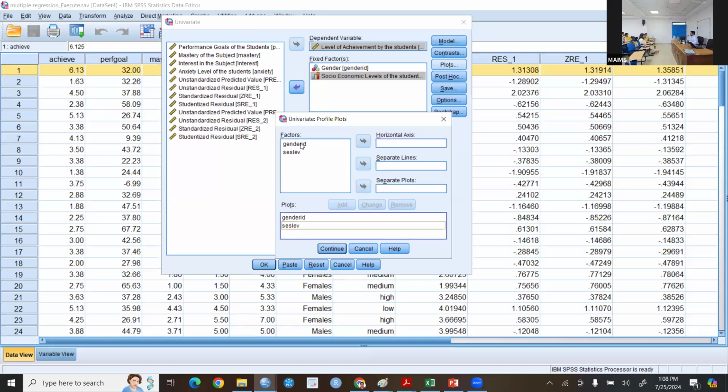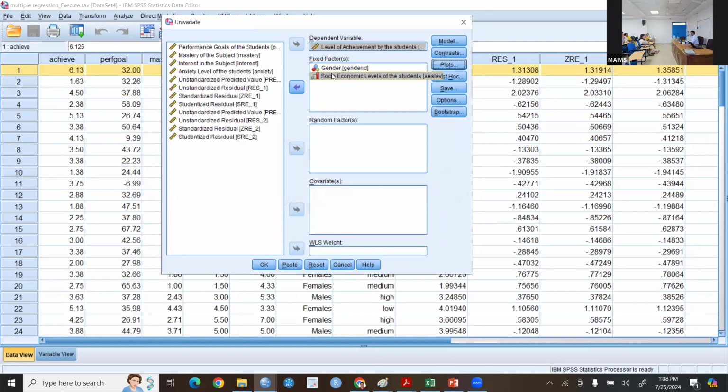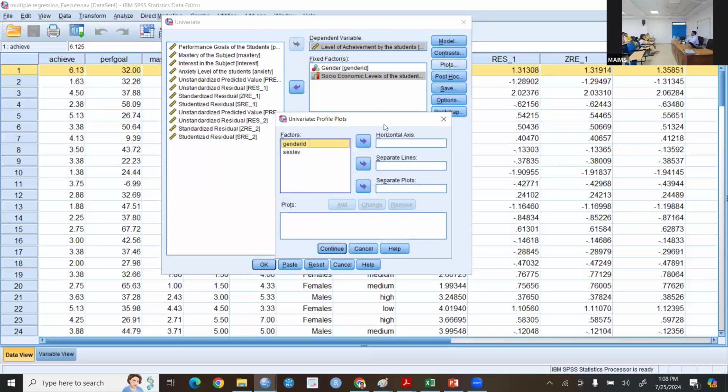Third is, how to do this? I will remove this. You have put this in, CGPA DV, factors are two. One has got two categories, one has got three categories. You have to click on plots and you have to tell that kindly add gender on horizontal axis. Put socio-economic level into horizontal axis and add.